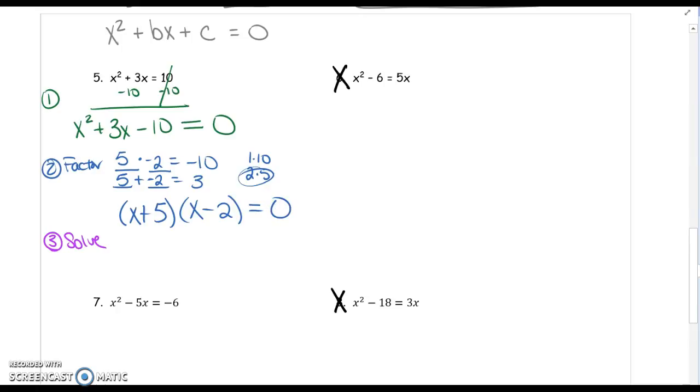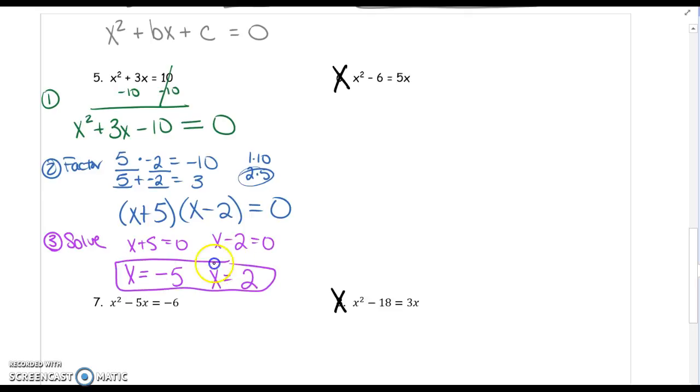Your next step, solving. X plus 5 equals 0. X minus 2 equals 0. What are our final answers? X equals negative 5. X equals positive 2. Do you see how the answers are the opposite of what was in the parentheses? You're trying to make the parentheses equal 0.